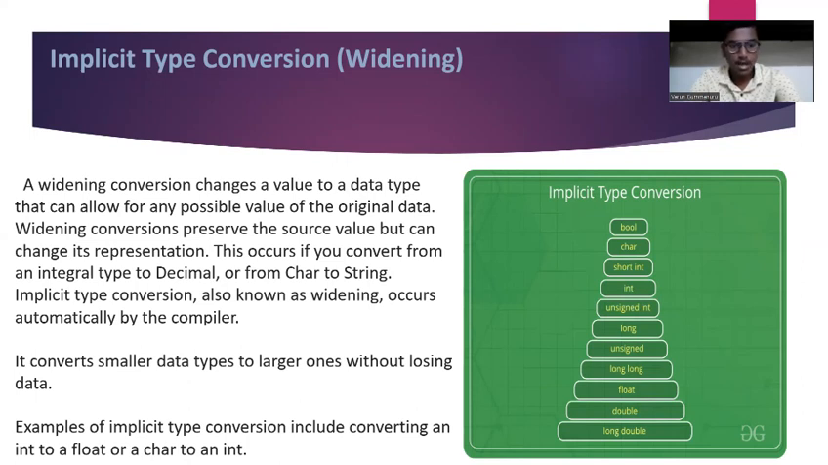Implicit type conversion, also known as widening, occurs automatically by the compiler. It converts smaller data types to larger ones without losing data. Examples of implicit type conversions include converting an int to a float or a character to an int.